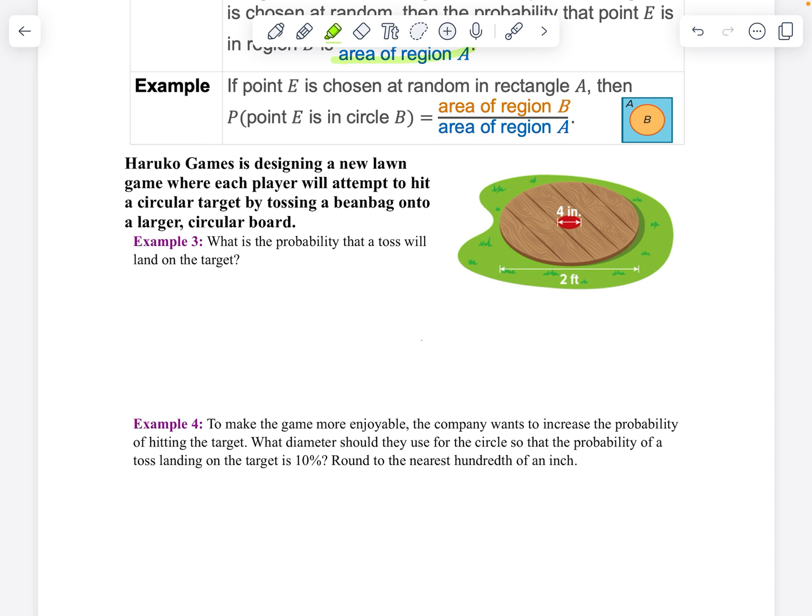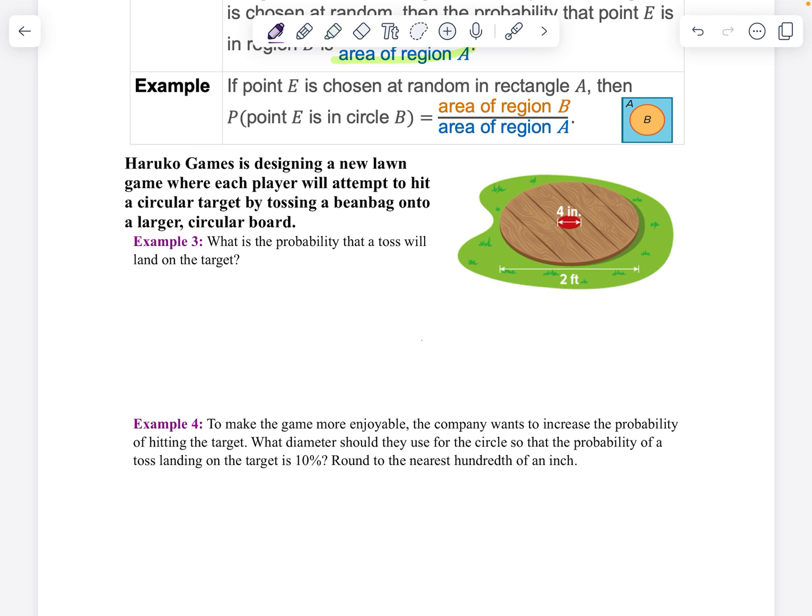Now, first of all, I want you to understand this is not really probability, because probability means we have an equal chance of hitting any spot on the big board. And this is a game of skill, unless you maybe do it blindfolded, or maybe you think I'm just dropping it randomly onto the board. What's the probability I'll hit the target?